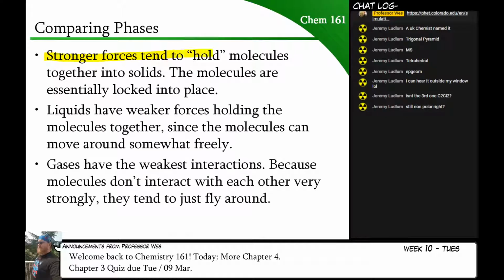Strong forces hold molecules together. Weak forces allow some freedom of movement. And then weakest or almost zero forces cause no interactions at all. So in a gas, the molecules hardly even see each other. They're just too far apart.